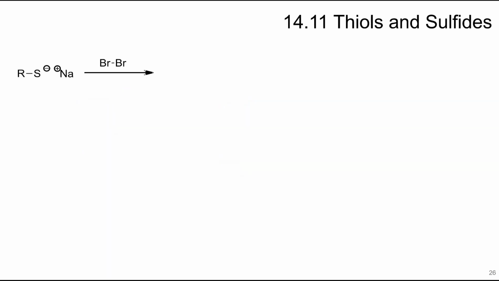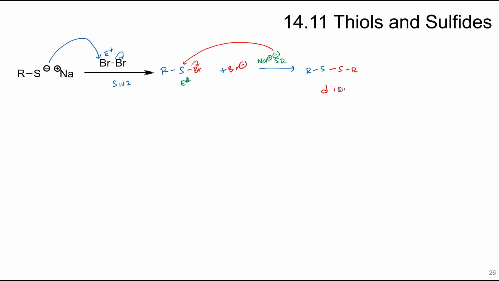Other reactions that can happen, the thiolate can attack Br2 to produce a disulfide. This will polarize itself. So we have this electrophile. This nucleophile can come back in here because there's more floating around. And you form the disulfide. That's another SN2 reaction.